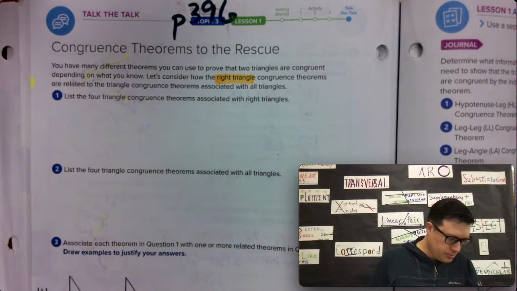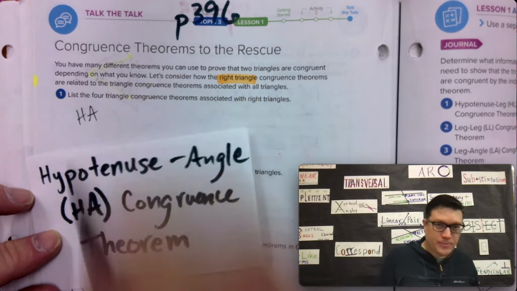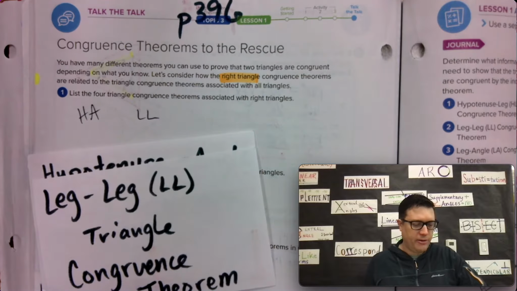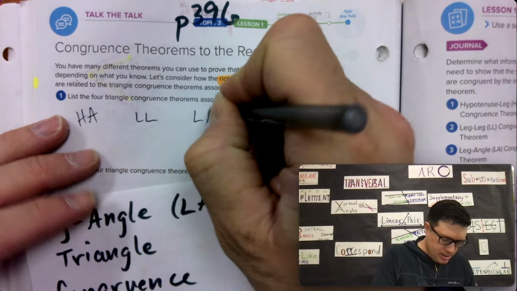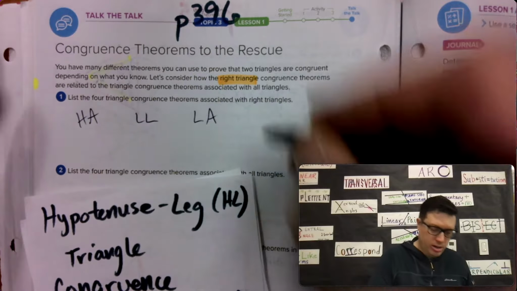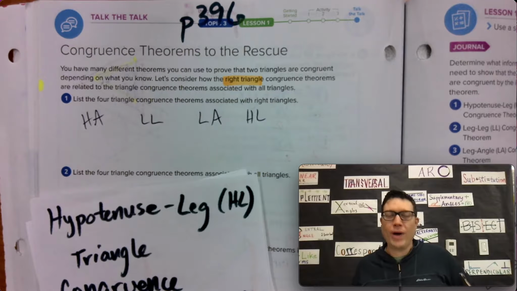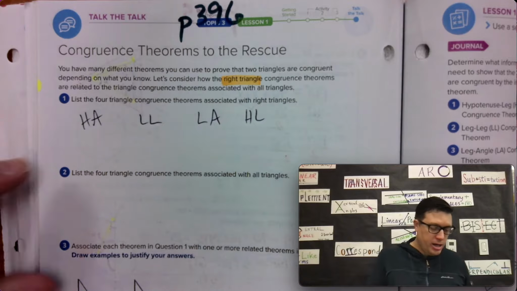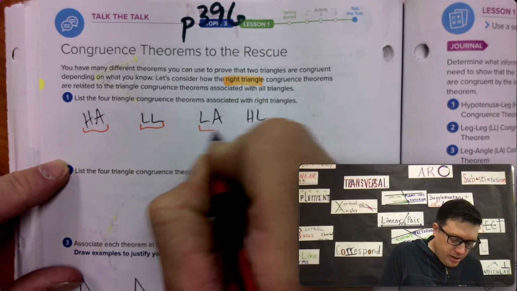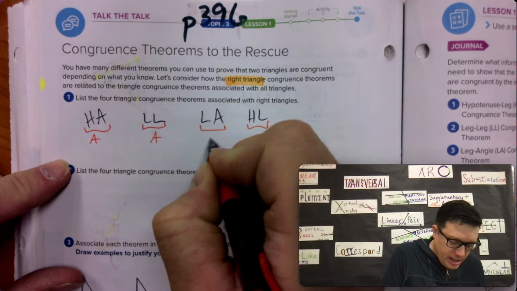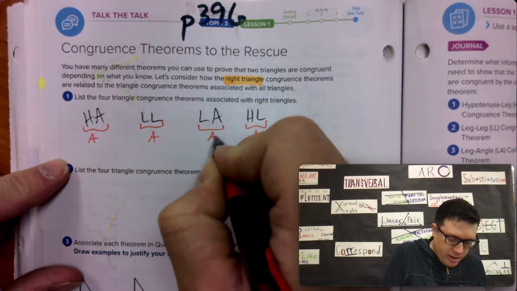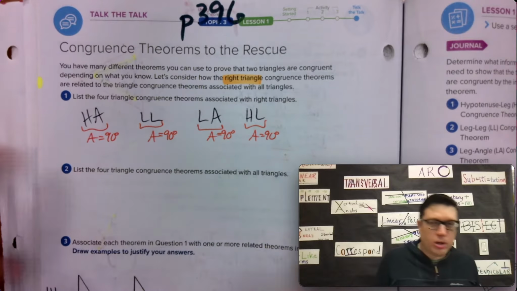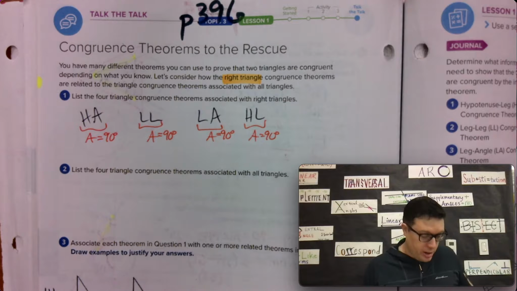List the four. So we have HA, and we have LL, and we have LA, and we have HL. Those are the four right triangle congruence theorems. Technically, they all have a third criterion: a 90-degree angle. So they have an A here that is 90 degrees. And that's really what makes this work. If it didn't have a 90-degree angle in the right triangle, it wouldn't be a right triangle, and therefore these four things wouldn't work.